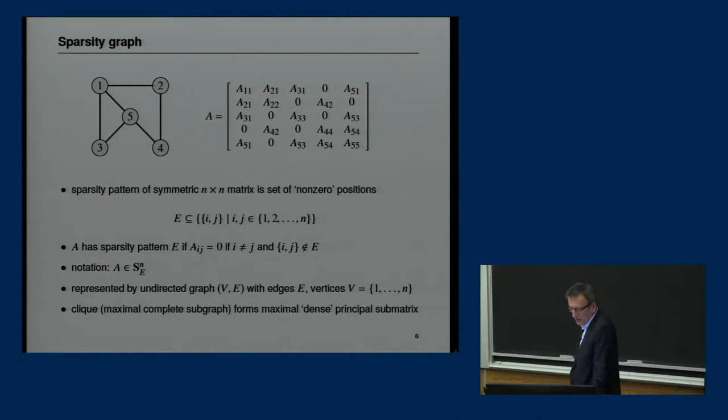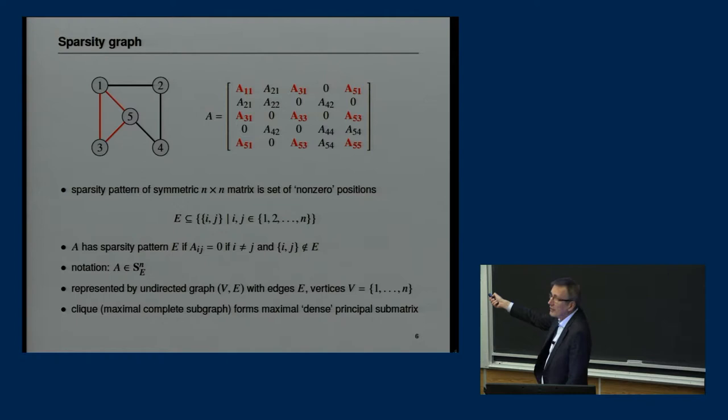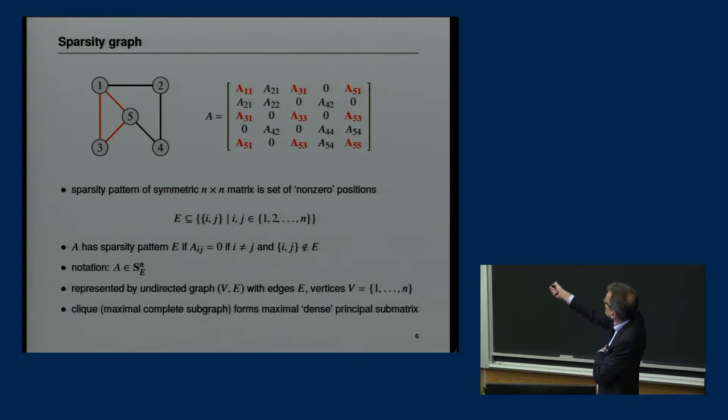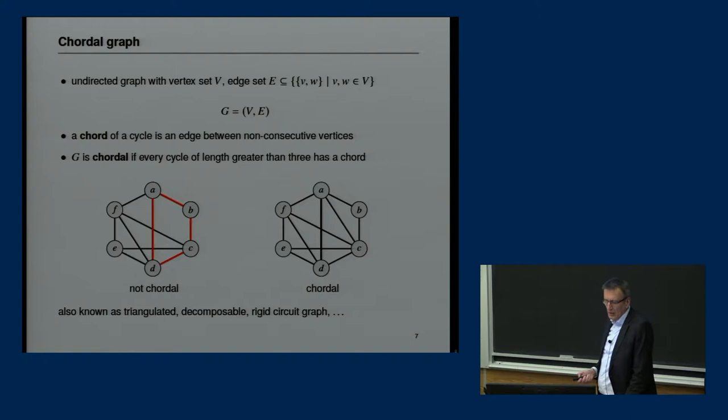Another point on notation is that when I use the term clique, I'll always define it as a maximal complete subgraph, whereas in graph theory it's usually defined as just a complete subgraph, not necessarily maximal. A maximal complete subgraph, or a clique in the sparsity graph, corresponds to a maximally dense principal submatrix in the sparsity pattern. For example, 1, 3, 5 is a clique in the graph that corresponds to this 3 by 3 dense principal submatrix in the sparsity pattern. Again, dense is in quotes, because it just means that these elements may or may not be non-zero, but they're not necessarily non-zero. That's the notation we'll use for a general sparsity pattern.